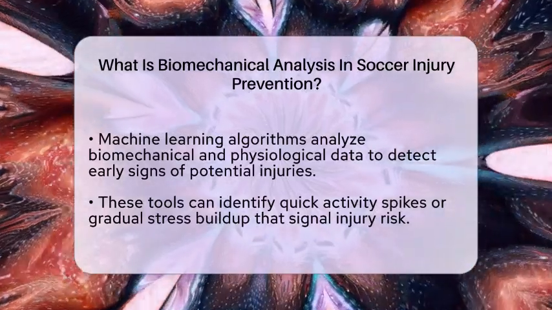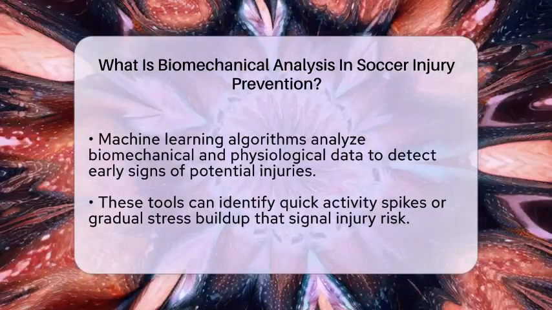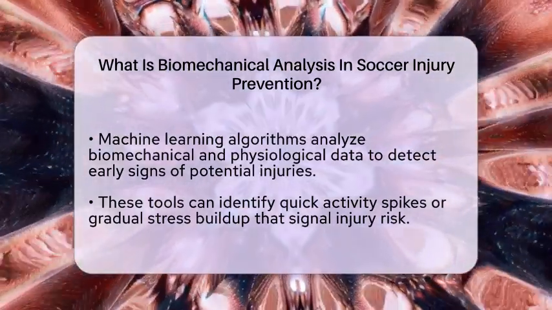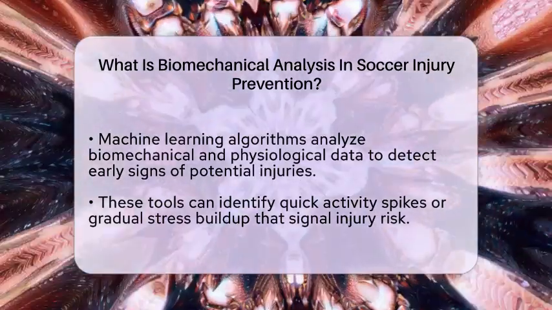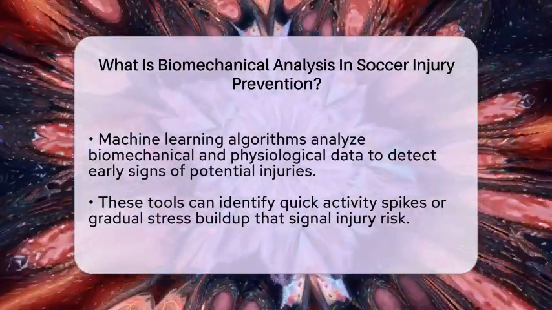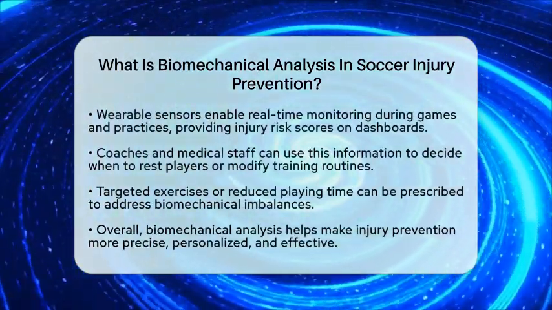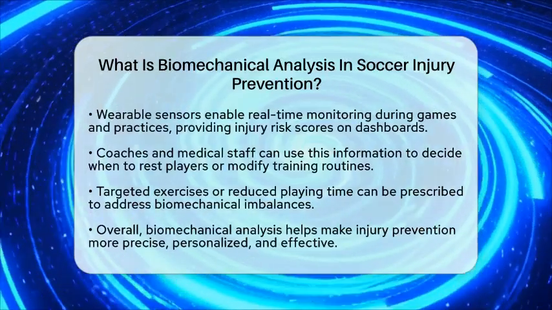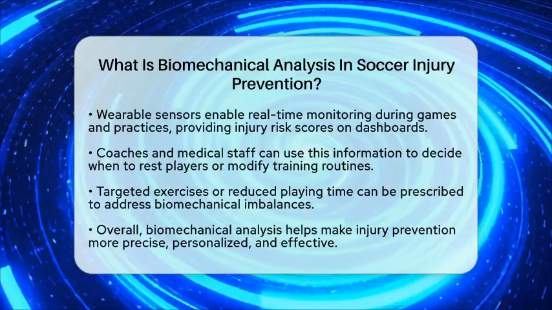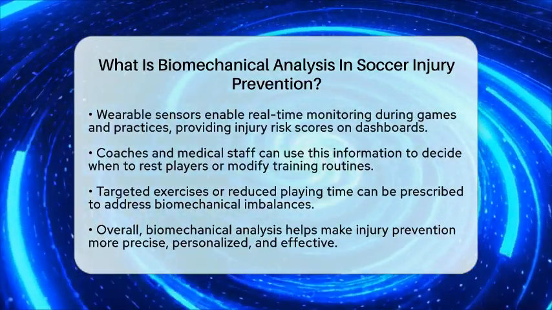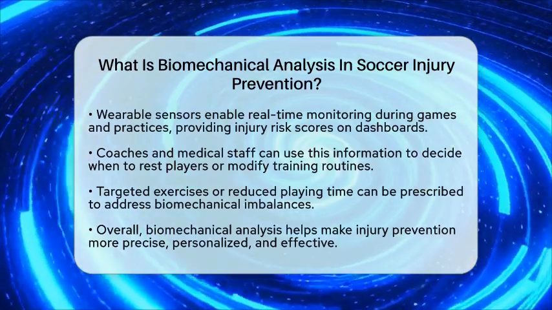Practical uses include real-time monitoring during games and practices with wearable sensors that track biomechanics continuously. Coaches and medical staff can see injury risk scores on dashboards, which help them decide when to rest a player or adjust training. For example, if a player's biomechanical data shows imbalance or strain, they might do targeted exercises to fix those issues. Sometimes, players are given modified training routines or less playing time to avoid overload. These insights help keep players healthy and on the field longer.